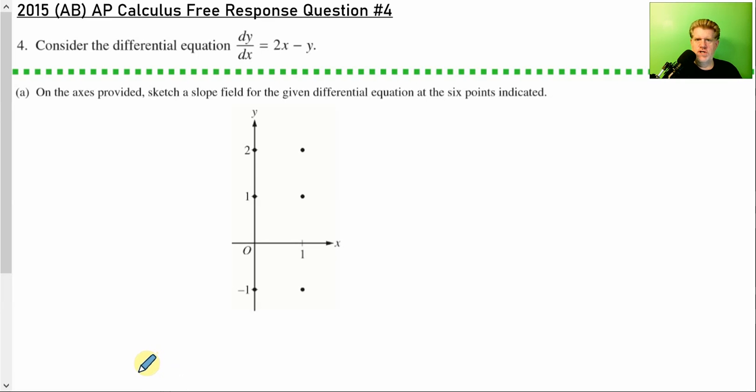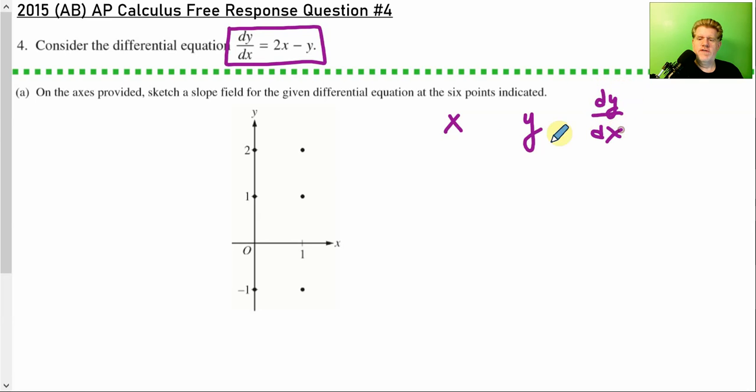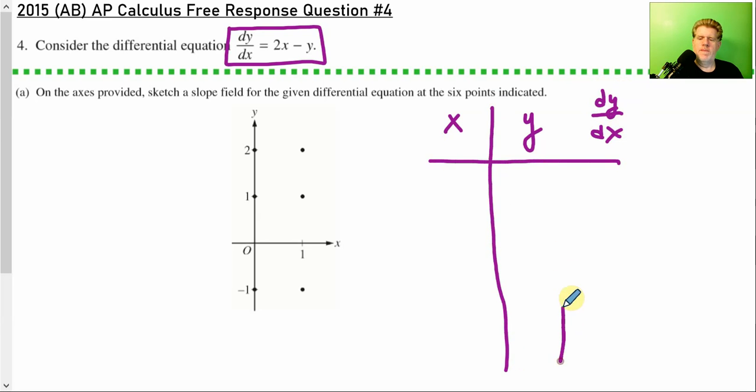We are continuing our series on differential equations by looking at the 2015 AP test, question number 4. We have a differential equation given by that, where the slope is 2x minus y. Question A: we're going to draw a little slope field, only 6 points, so not so bad. We're going to find their slopes, and then the slope field is we just graph a little teeny slope of what it should be at that point.